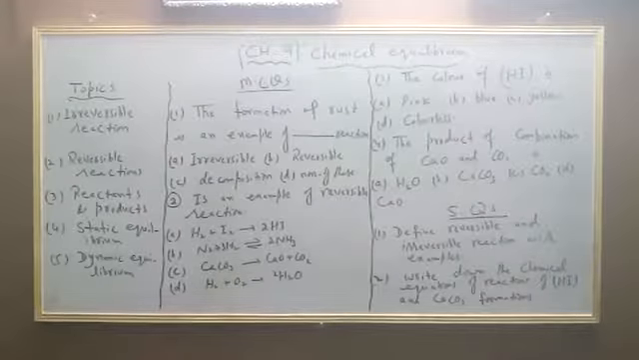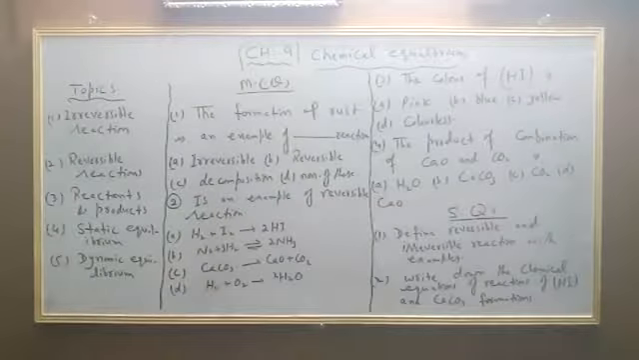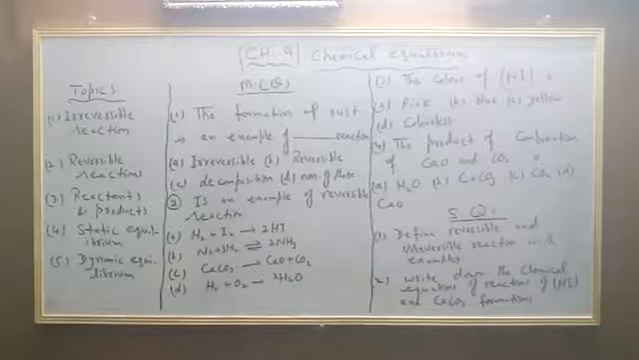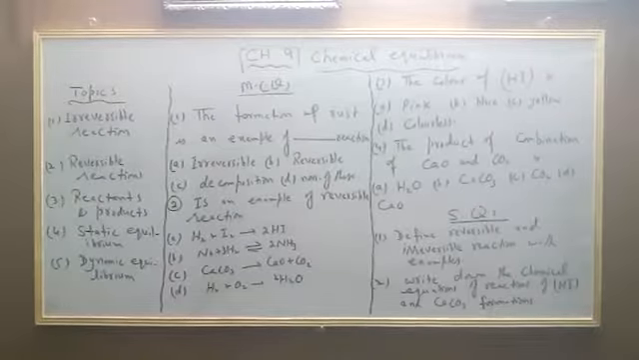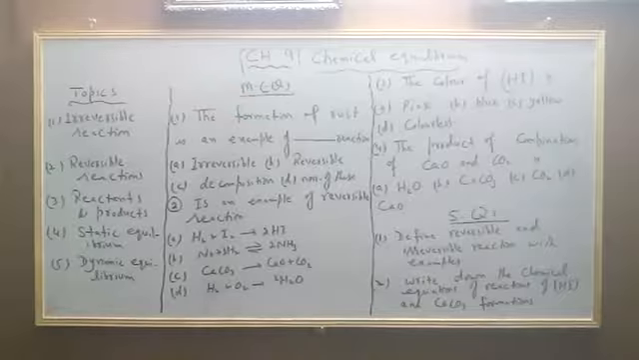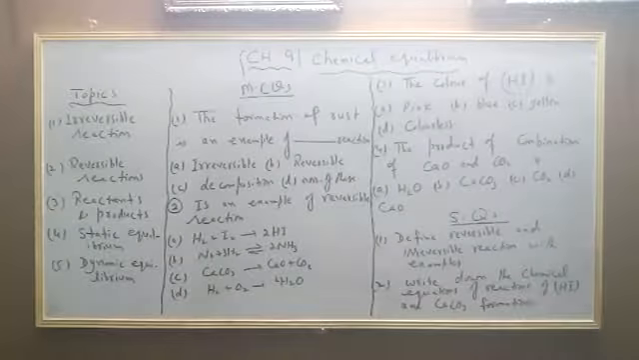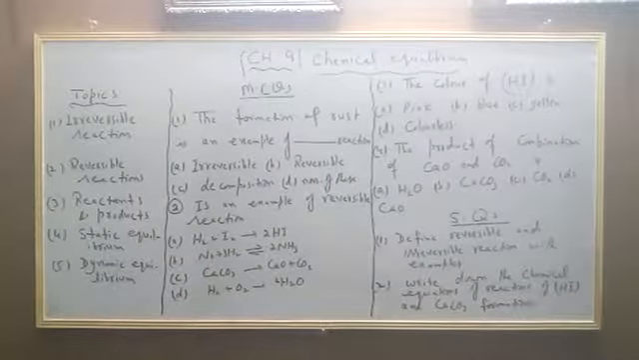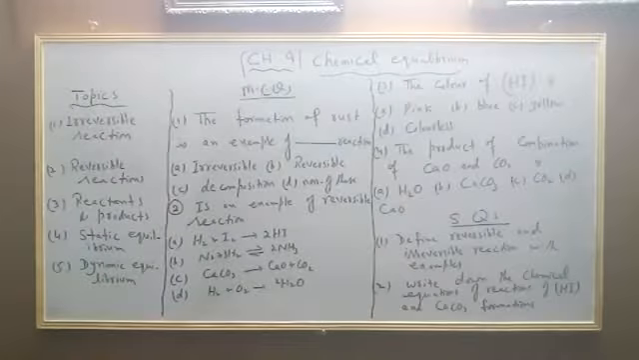The first MCQ is: The formation of rust is an example of dash reaction. We have the options: A, irreversible; B, reversible; C, decomposition; D, none of these.